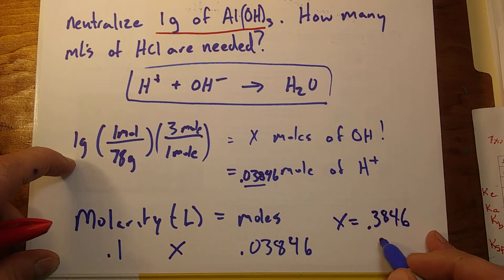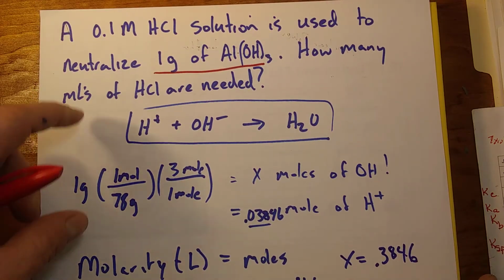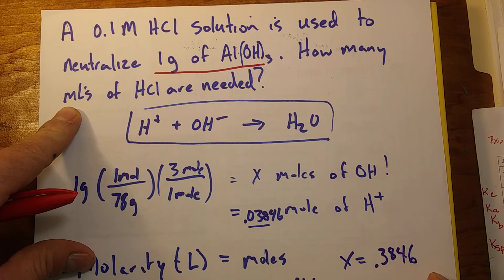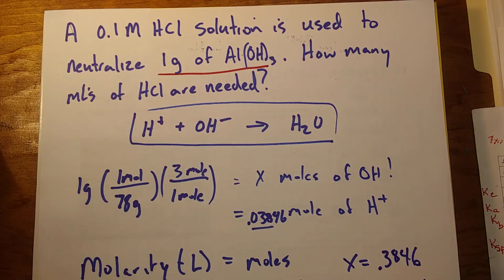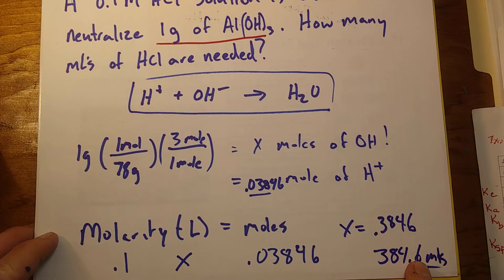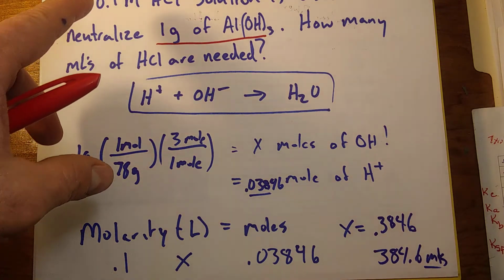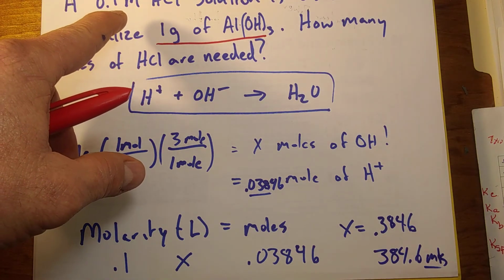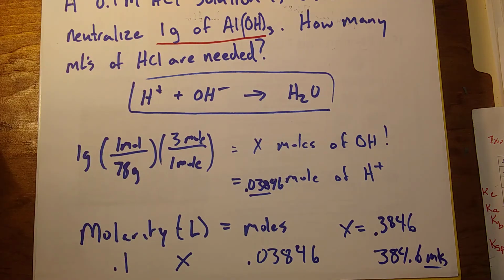0.3846. But of course, if they wanted it in mils, we just know that that would be 384.6 mils. And that's our answer for this problem, to determine how many mils are needed of this solution, 0.1 molar HCl, to neutralize 1 gram of our base aluminum hydroxide.